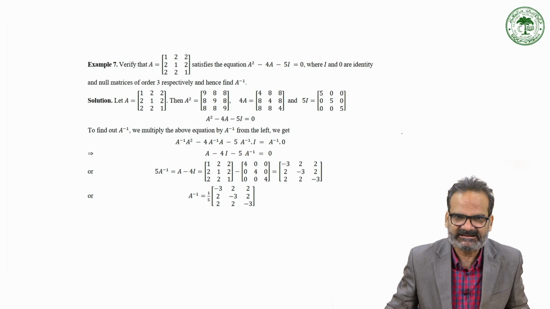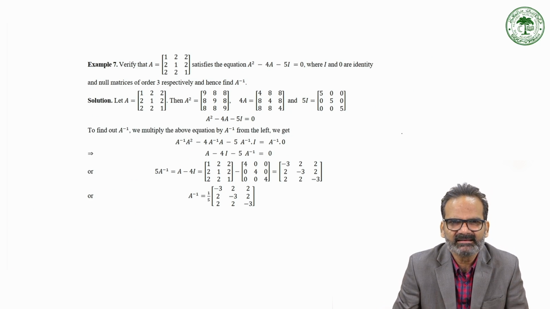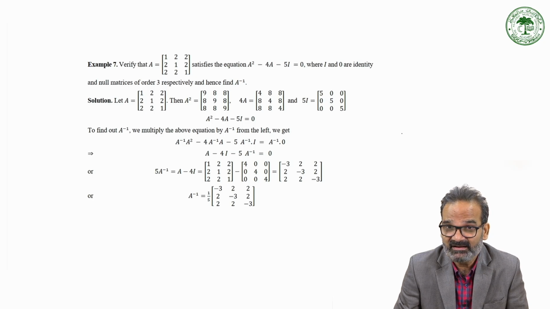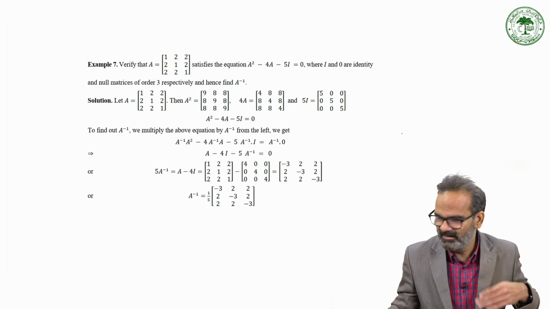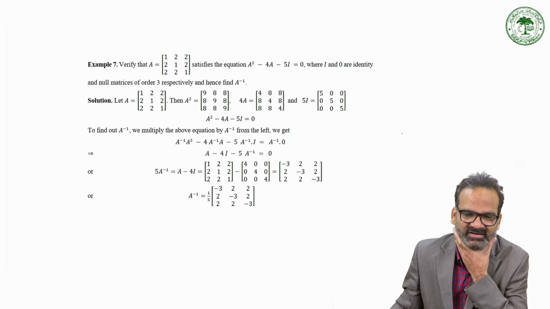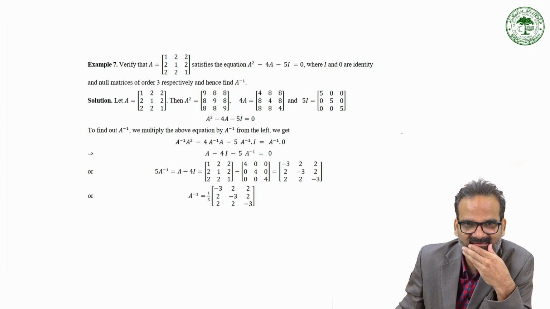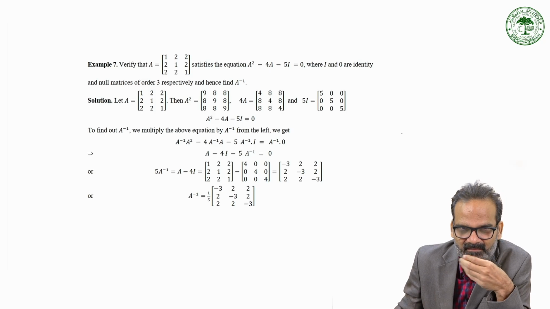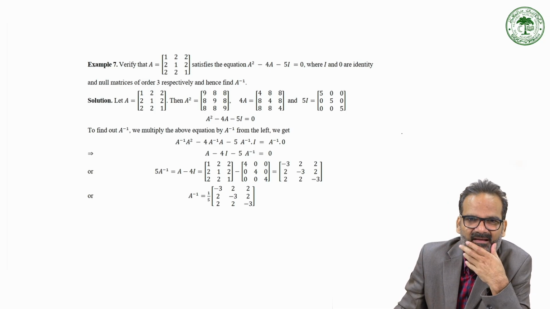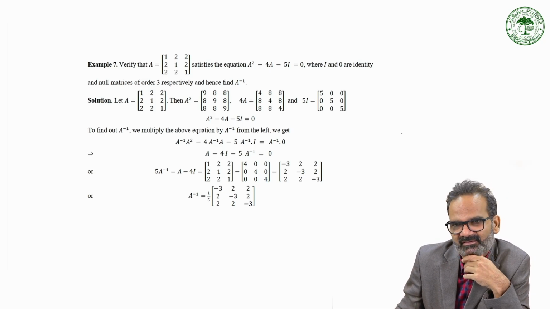This is a new question, a good question, right? This is also another example. Verify that this matrix, it's a 3 by 3 matrix, so naturally the calculation will be somewhat complicated. Verify that this matrix satisfies the equation A squared minus 4A minus 5I is equal to 0, where I and 0 are the identity and null matrices of order 3 respectively, and hence find A inverse, right?